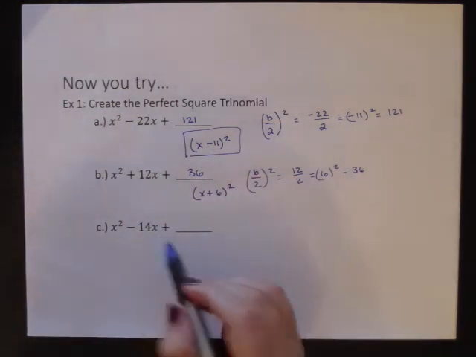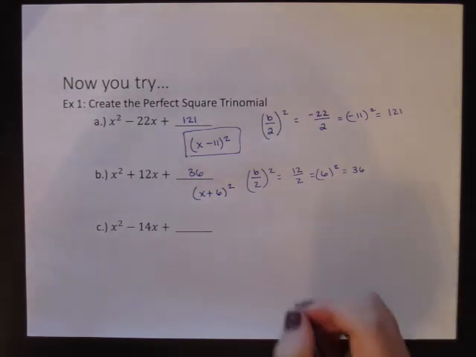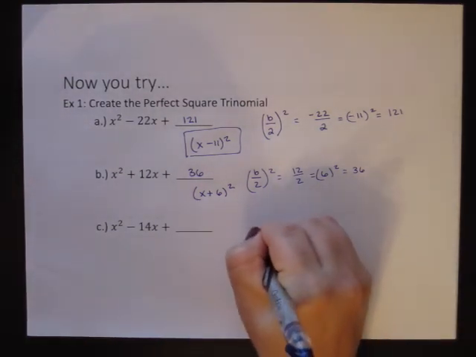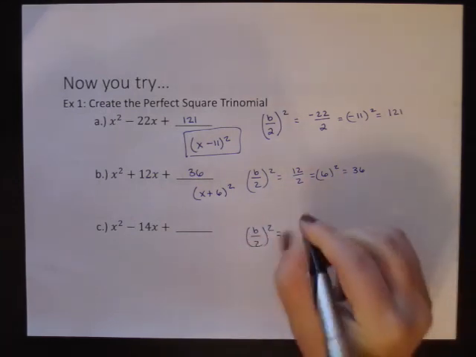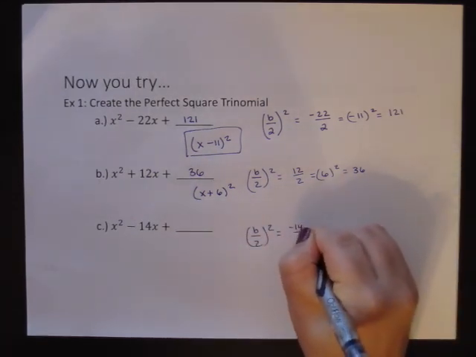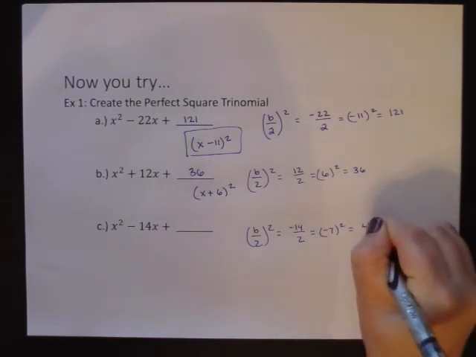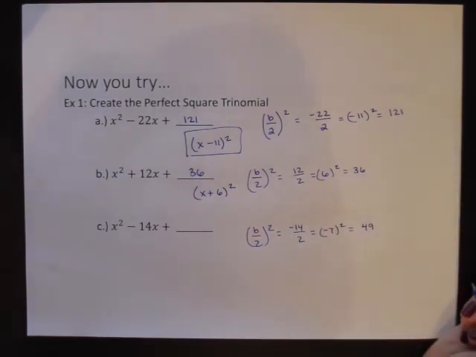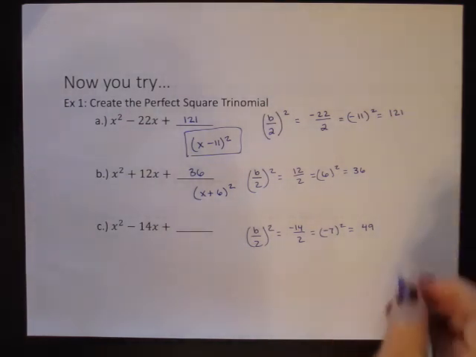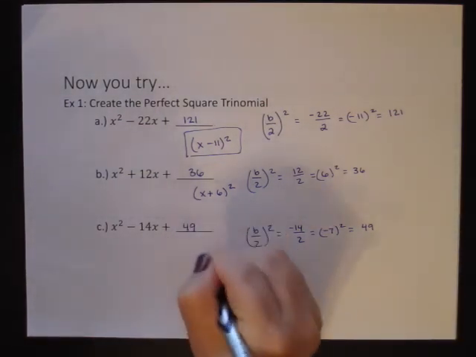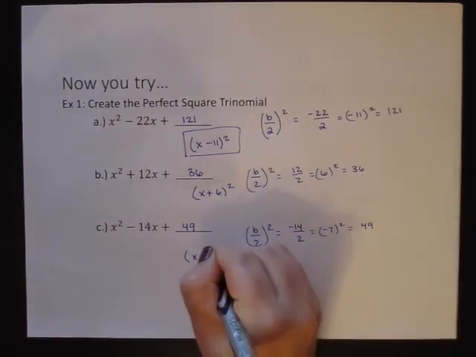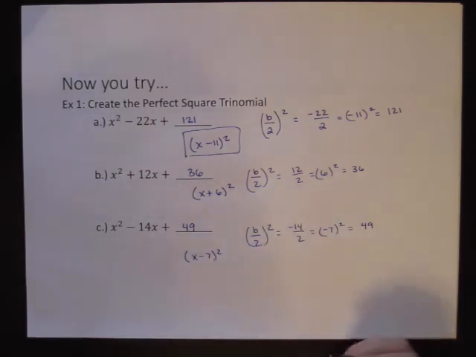x squared minus 14x plus blank. First thing I want to do is I want to take my b and I want to divide it by 2, and then I'll square that result. So I'm going to take negative 14 divided by 2, which would be negative 7. Then I would square that result, which would be a positive 49. Okay, so that's what I write in my blank. Then I'm going to go (x minus 7) squared.